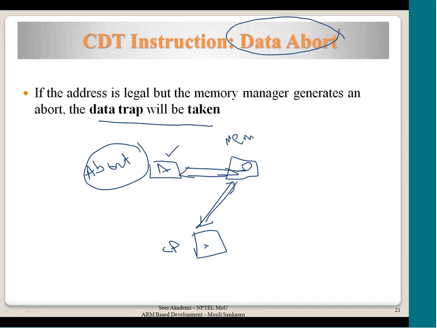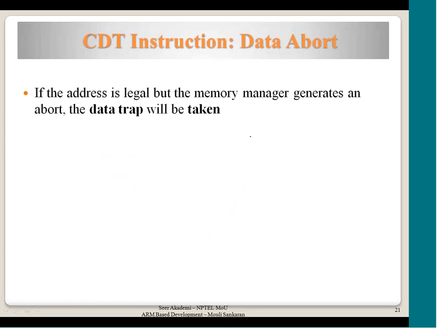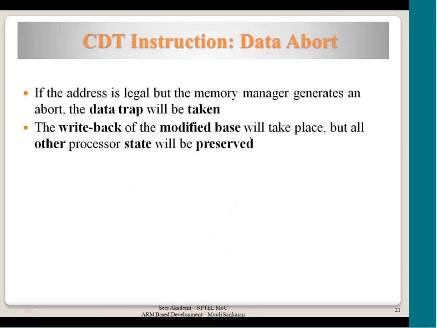ARM will execute the abort handler, and then perform the job required for avoiding that abort, and then restart the instruction. So, it is similar to a data abort happening in the ARM processor. The write back of the modified base will take place, but all other processes will be preserved.